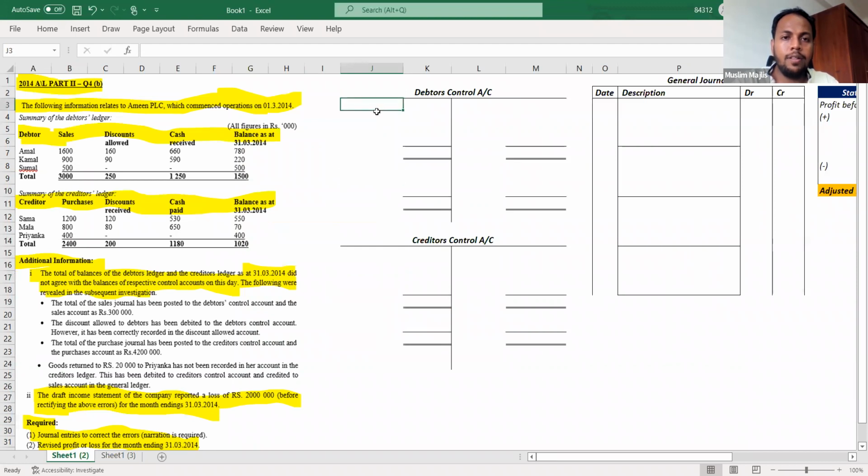Okay, so let's write the balances. Opening balance, there is no opening balance. Okay, so we can write balance brought forward 0, no opening balance. Then sales 3,000. There is a small difference.